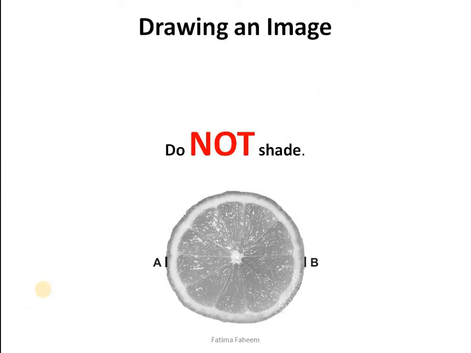The other rule is not to shade. I have shown you a diagram here, which is a cross section of a lemon. You can see in the diagram the shape is slightly shaded, but whenever you have to draw it, you will never shade. This is a very strict rule that there should be no shading in your drawing.